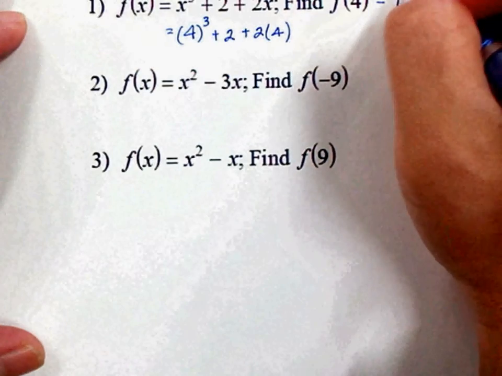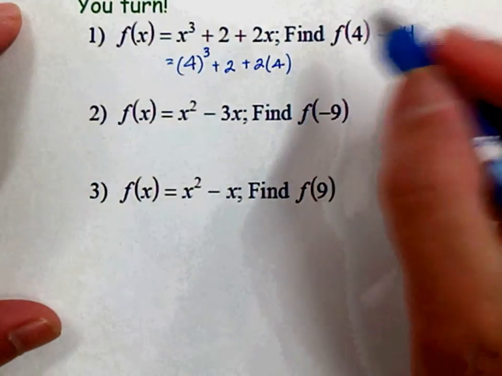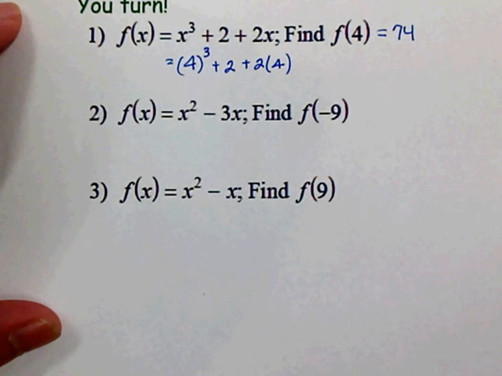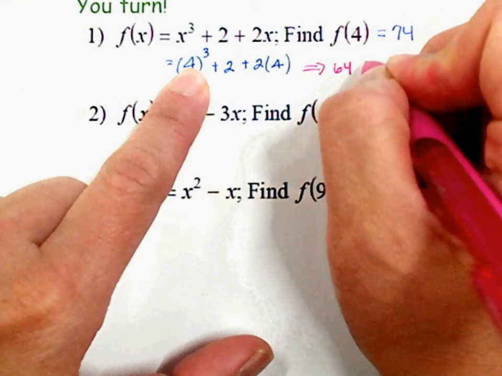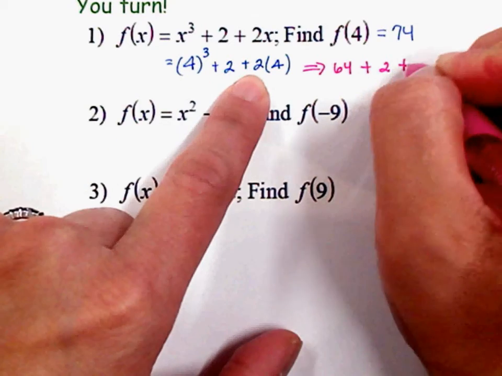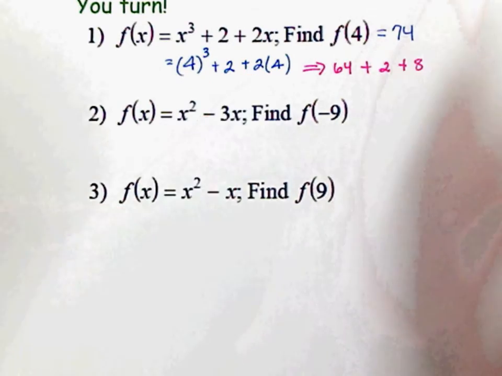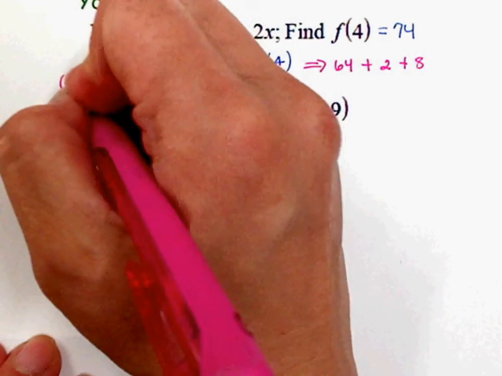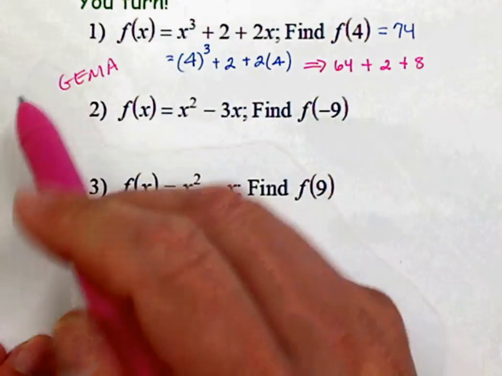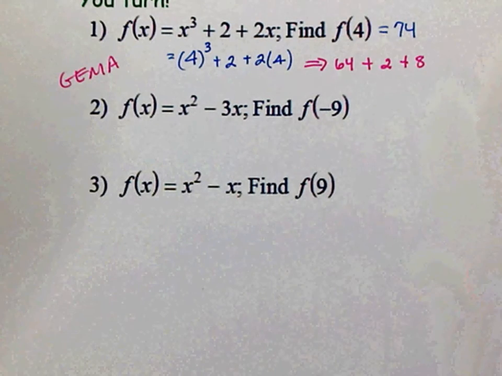Okay? All right. But I actually want to show you the order of operation. 4 to the third is 64. Plus 2 times 4 is 8. Don't forget your order of operation. Now you can add it all together, and that comes up to be 74. Okay? Order of operation, remember GEMA. Some of you learn it as PEMDAS. That's all right. Grouping, exponent, multiply, divide, add, subtract. It's just a way for you to memorize the order of operation.